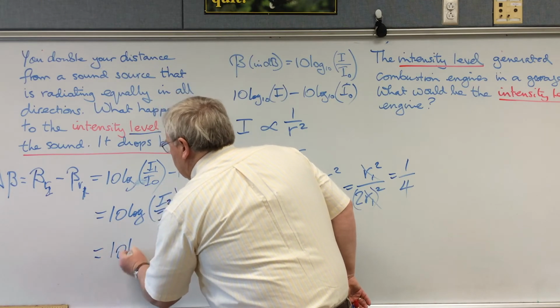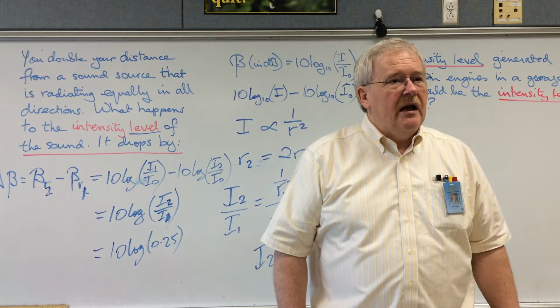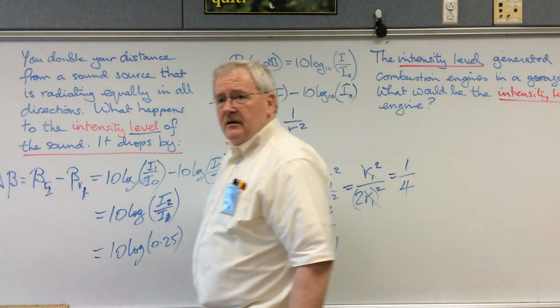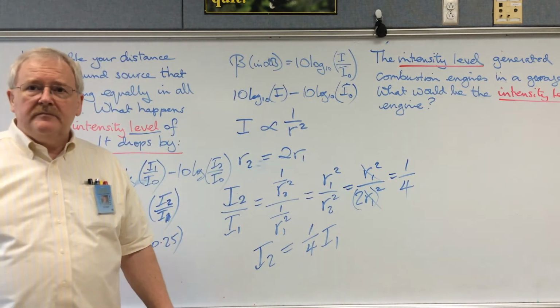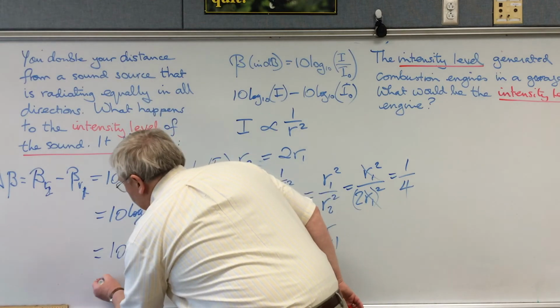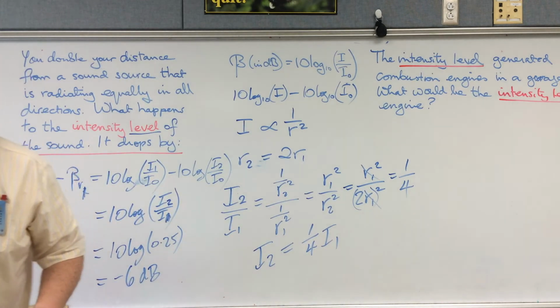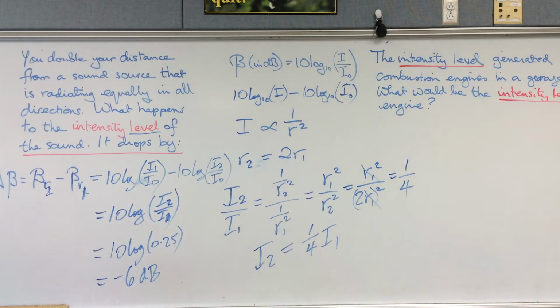All right, so that means that 10 log of 0.25 is going to be the change in intensity level. And you've got that on your calculators. Who's going to tell me what that number is? -6. Okay, so the change is -6 dB, which is in fact true. The level went down by 6 dB.